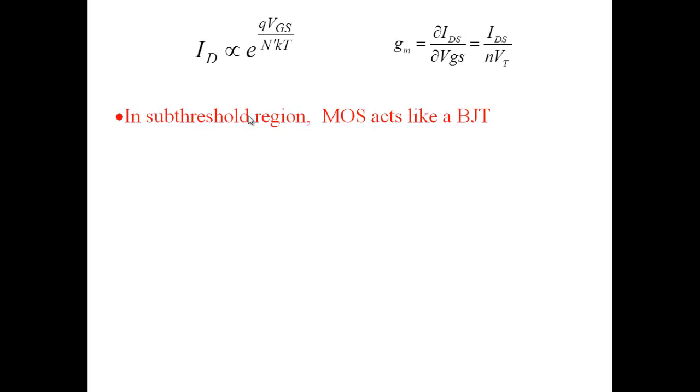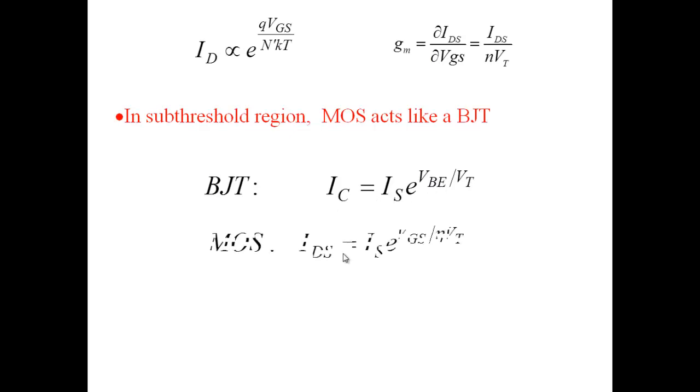In this region, as far as the equations are concerned, you can think of the MOS as acting like a bipolar. In a bipolar also, if you recall, the collector current would vary exponentially with base emitter voltage, IC equal to IS exponent VBE by VT. In a MOS, in the subthreshold region, IDS is some constant saturation current times e to the power VGS by eta VT. So they are both exponential characteristics.